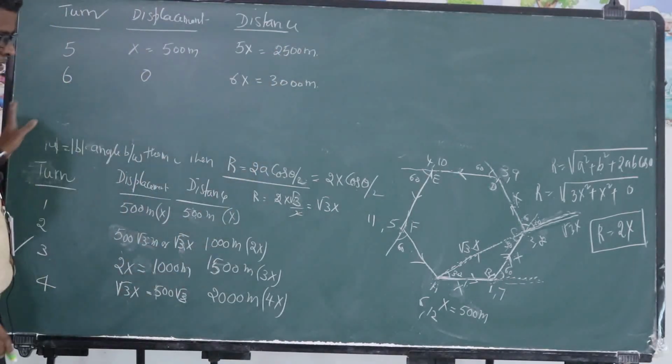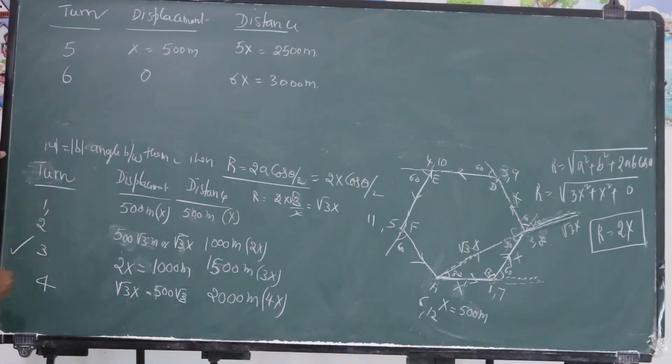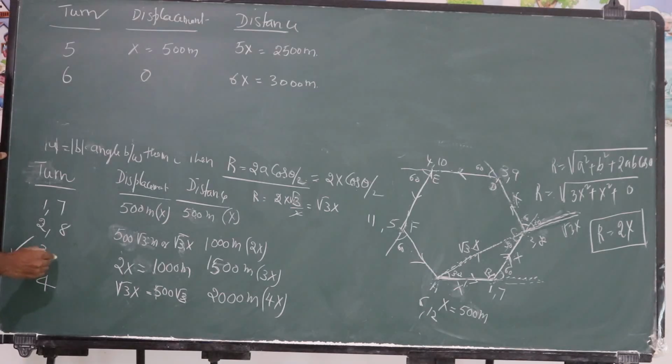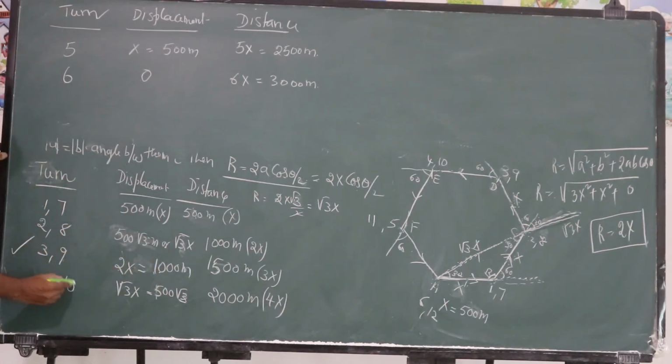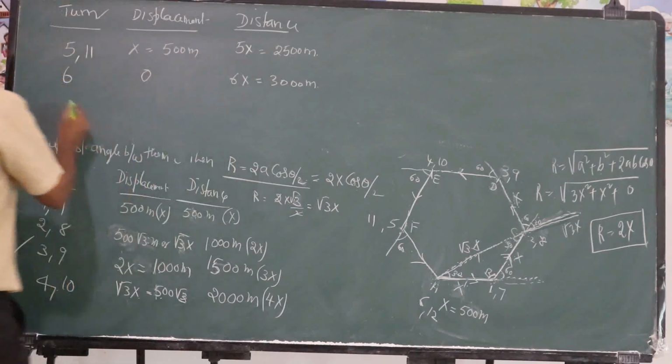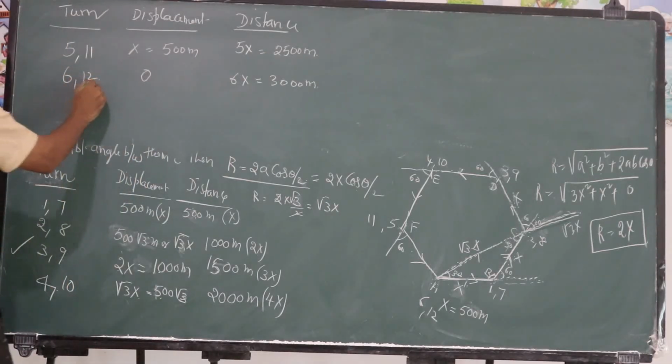Like this, then onwards it repeats. Again here, 1, again seventh turn. For 1 and 7 you will get the same answer. For 2 and 8 again you will get the same answer. For the 6th turn this is the answer. For the 8th you will get this answer. For the 9th you will get 2x. For the 10th you will get root 3x. For the 11th and 12th turns you will get the same answers.